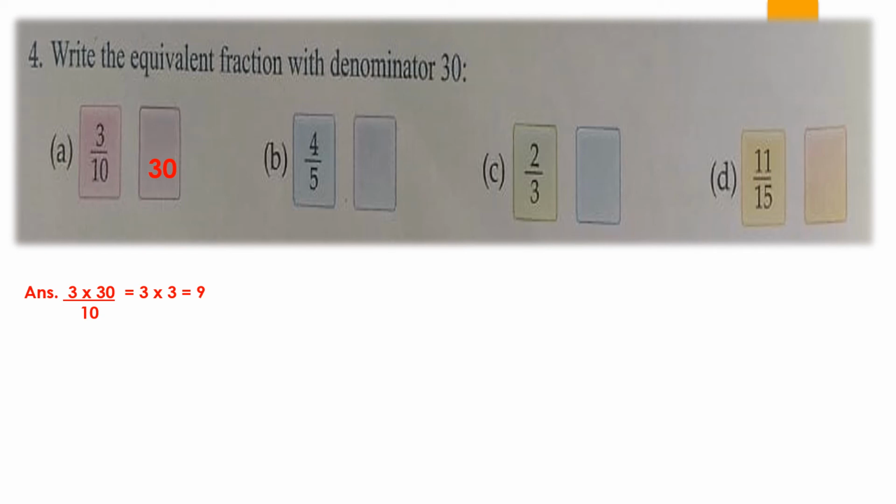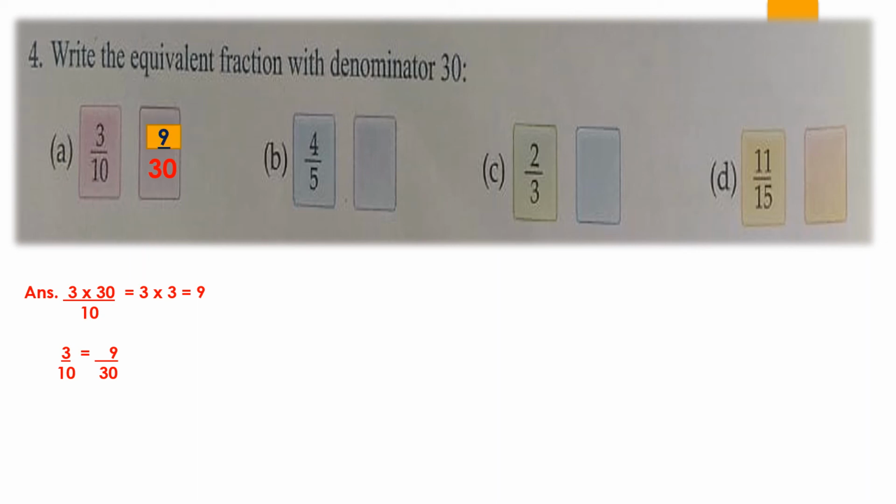So when you divide 10 and 30 by the same number, that is 10, you will get 3. So what is left on the numerator? 3 into 3, 9. So 9 you will write on the numerator, and the fraction will be formed: 3 upon 10 is equal to 9 upon 30.